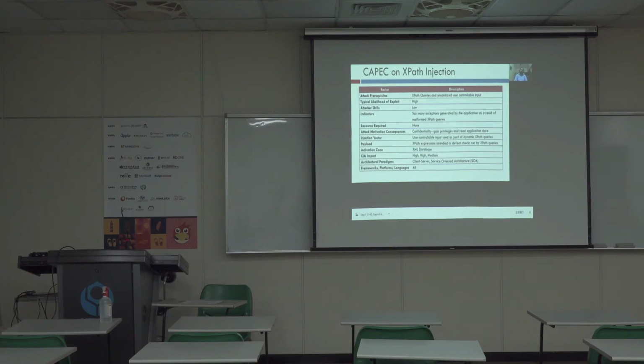Now, why XPath injection or SQL injection is very dangerous is, you can see here there are two parameters. One is the attacker skill and second one is the typical likelihood of exploit. So attacker skills required are very low. That means any beginner or a script kiddie will be able to form the attack vectors, and typical likelihood of exploit is very high.